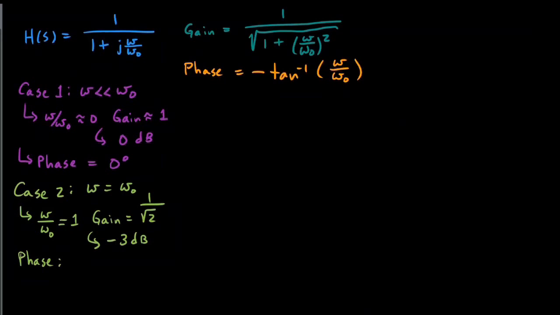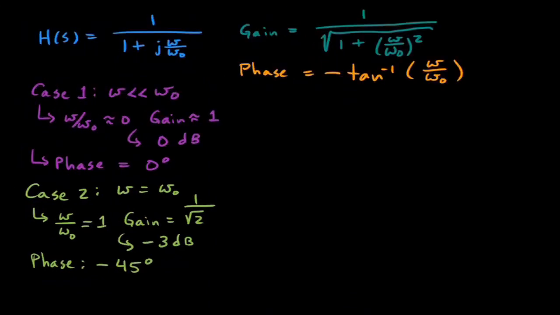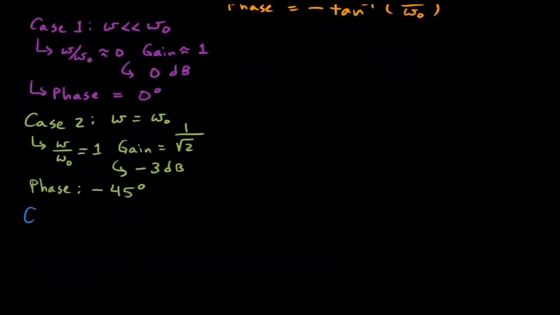So the phase is going to be the arctangent of 1. It's going to be the negative arctangent of 1, which is going to be negative 45 degrees. Case 3, and that is omega much larger than omega naught.